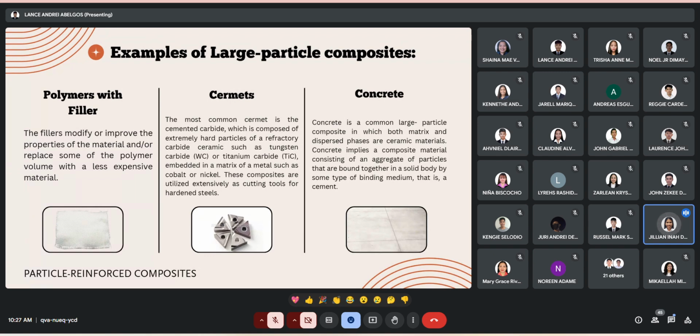Concrete is a common large particle composite in which both matrix and dispersed phases are ceramic materials. Concrete implies a composite material consisting of an aggregate of particles that are bound together in a solid body by some type of binding medium, that is a cement.